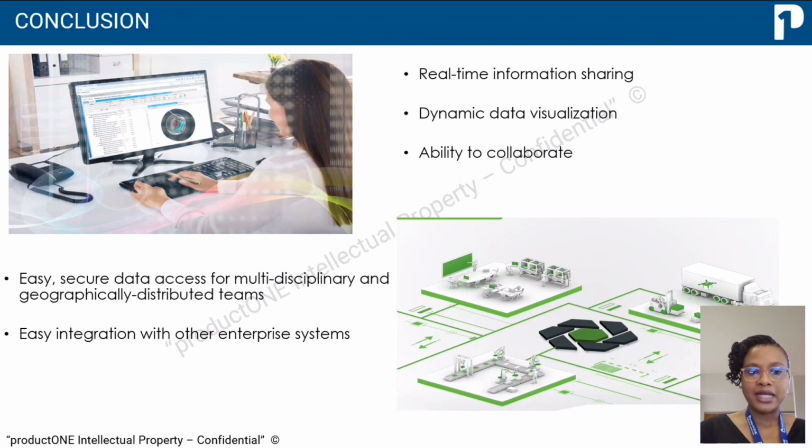That is, you can work concurrently as engineers or any team by checking out information that you want to make changes on. And should people still need access to that data while you're still working on it, they can still view it, but they will not be able to do any design changes, which allows teams to work concurrently. We also have easy and secure data access for multidisciplinary and geographically distributed teams, quality-focused processes and data that has a data-driven approach to manufacturing.